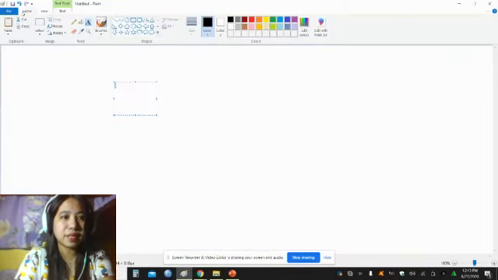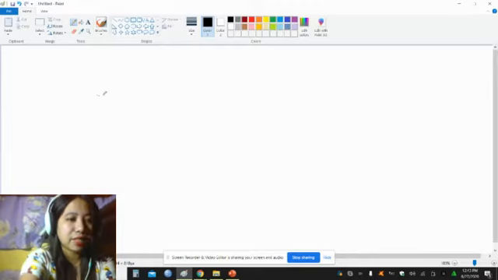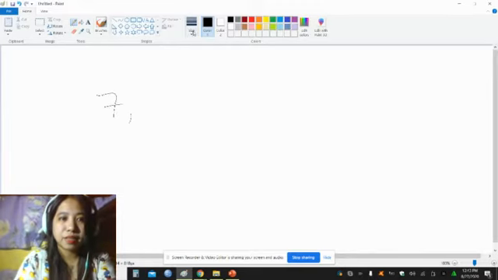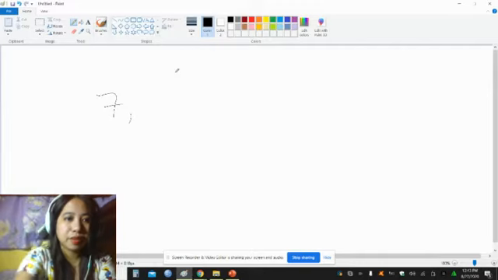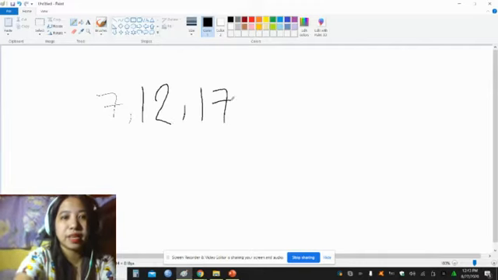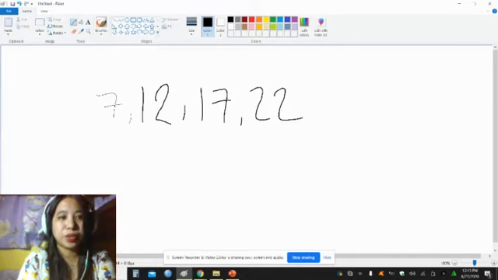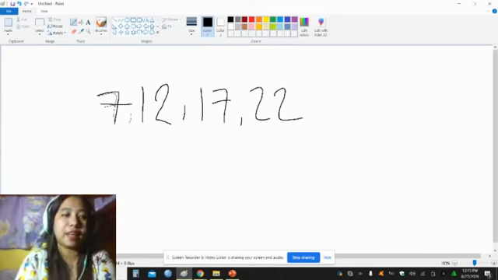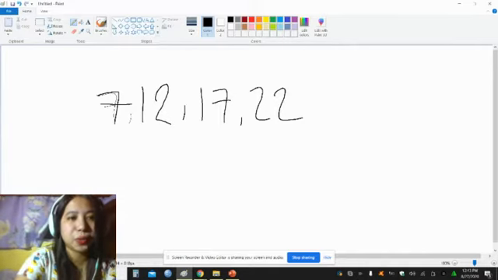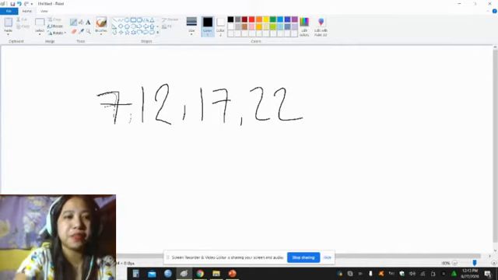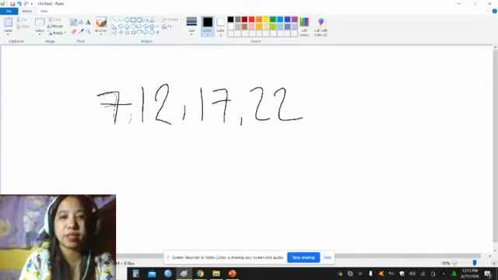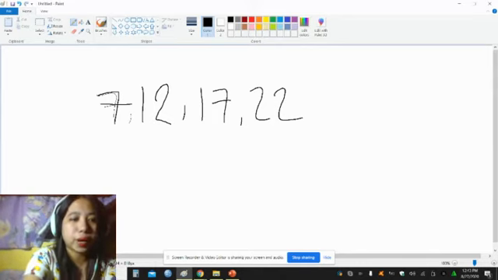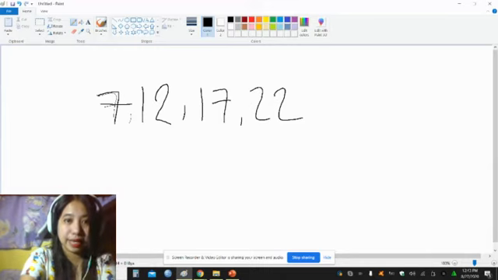Let's say, for instance, we have 7, 12, 17, and 22. These numbers form a sequence, while 7, 12, 17, and 22 are the terms. We call them terms. To determine if we get the same difference, the two consecutive numbers in the sequence are 7 and 12, 12 and 17, 17 and 22.